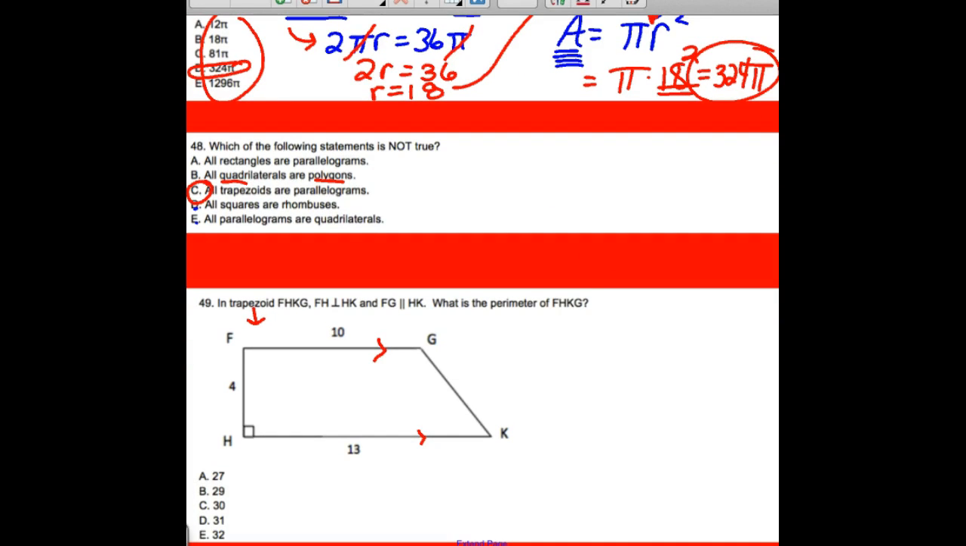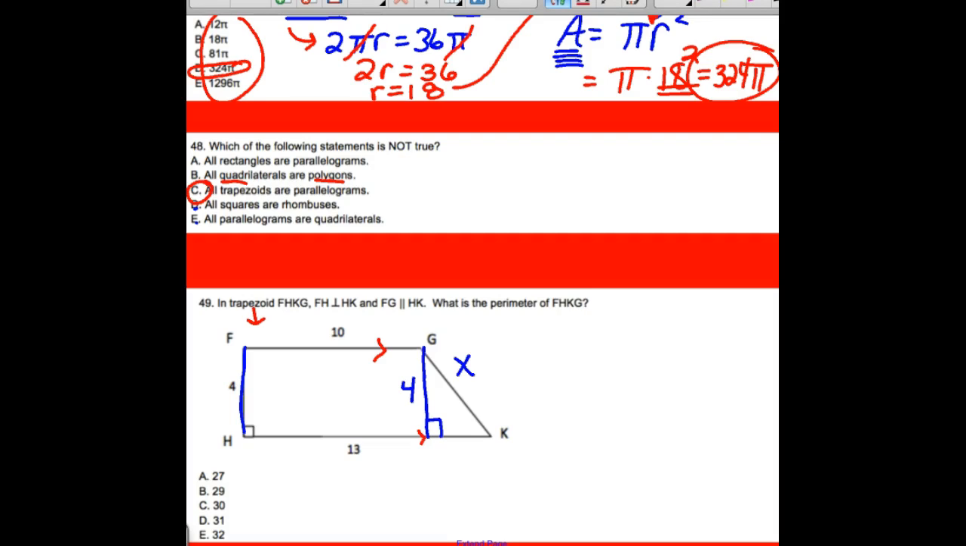Number 49, we are looking for the perimeter, which means we need to figure out what this side is. So what we're going to do is drop down an altitude or a height. Know that it is also 4 because of this over here. And I just need to figure out what x is. And every time you see that right triangle, you should think Pythagorean theorem.